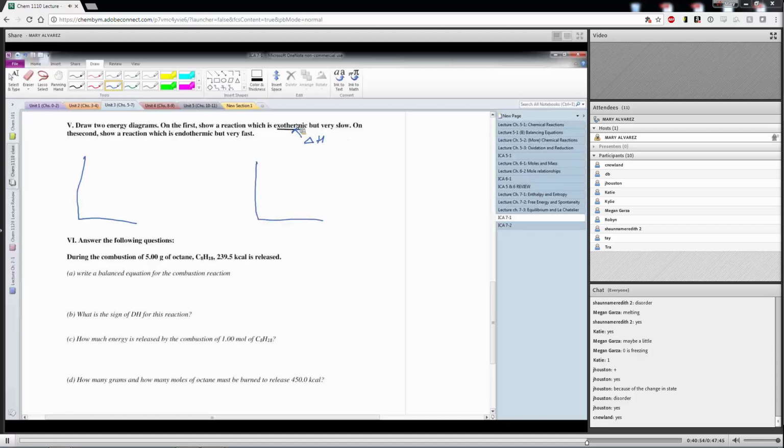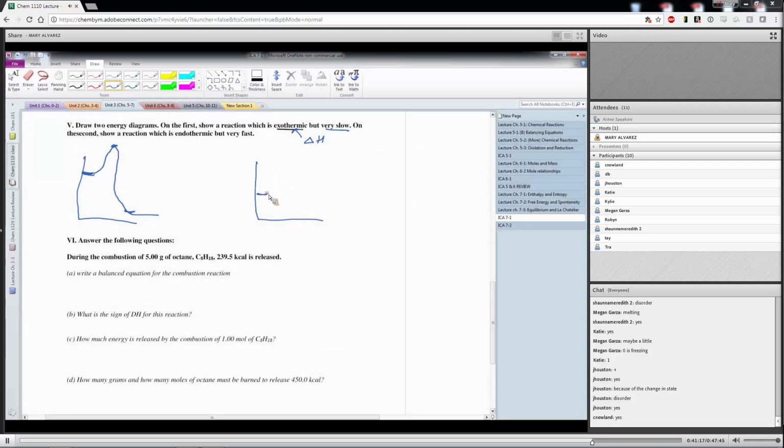So if it's exothermic, my reactants are higher energy than my products. Slow says my energy of activation is really high. So the difference between my reactants and my little hump is big. So that would be exothermic but slow.